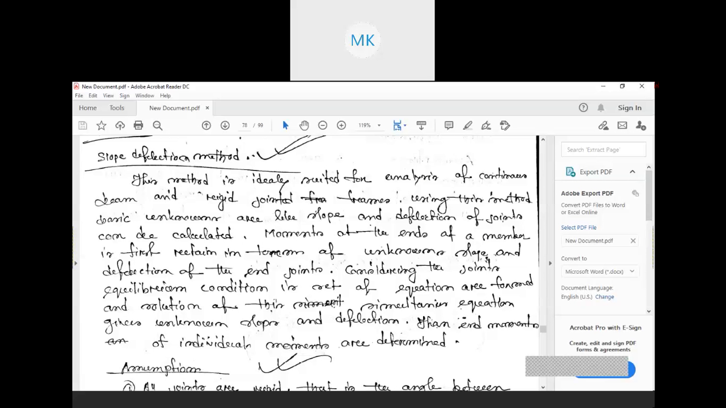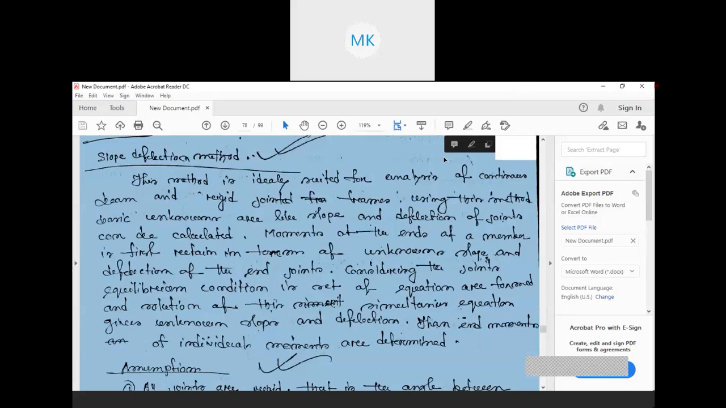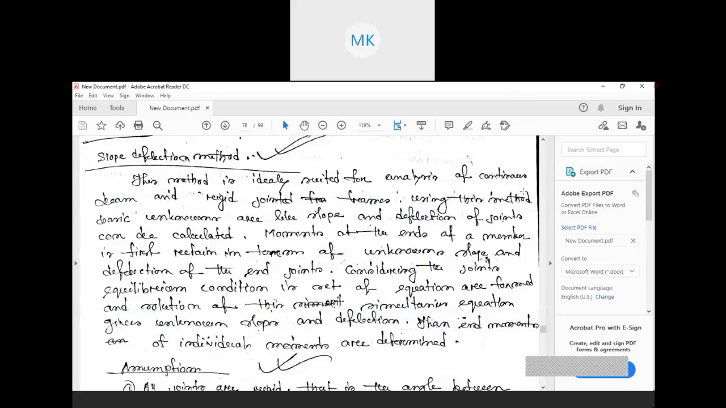Okay, fine. Let's start this method. Let me share the screen. As you can see here, our next method is the slope deflection method. We will discuss this method. So, what is the slope deflection method?